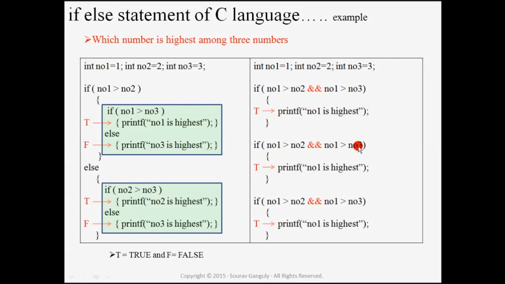Cursor come here. If any condition is false, cursor come here. And if any condition is false, the cursor come here. Now go to the next section.